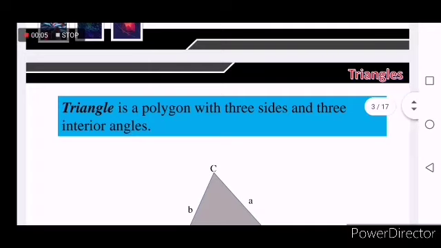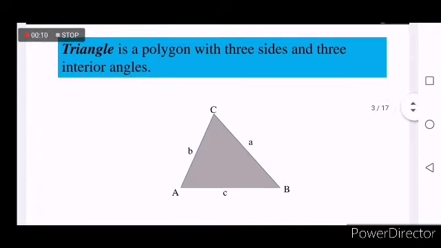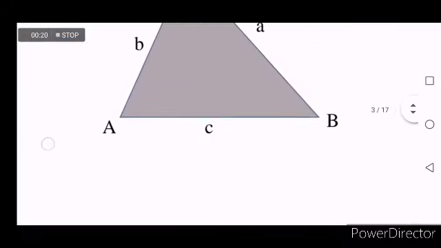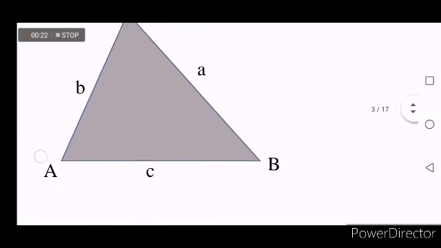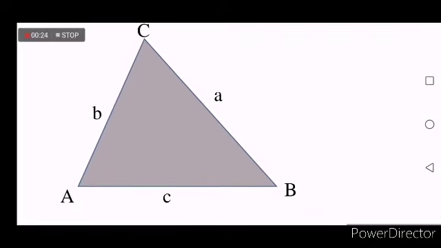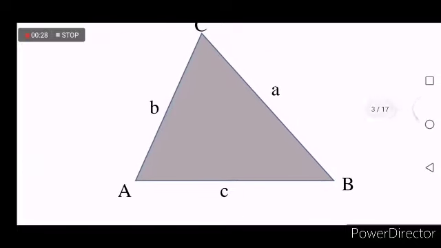A triangle is a polygon with three sides and three interior angles, represented by capital letters for the angles and small letters for the sides. Notice that in naming the angles and the sides, they are always what? Opposite. Very good. So if angle B is given, opposite of angle B is side B. If angle A is given, opposite of angle A is side A.